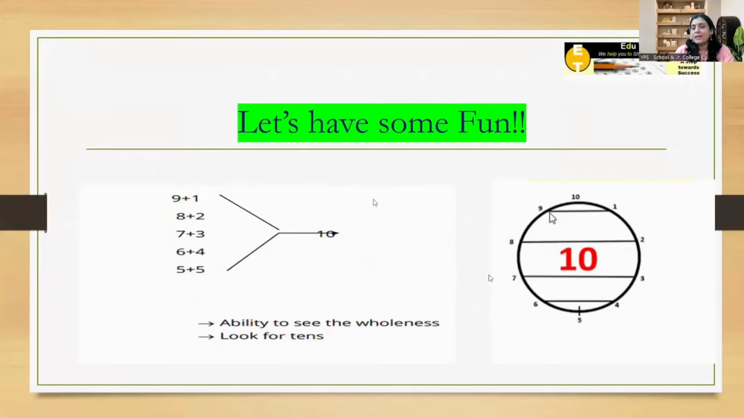So what is the life skill you are getting from this? The ability to see the wholeness. Whenever you see anything, try to see the wholeness. So look for the tens. In mathematics, we are always looking for the tens because that will make our calculation easier.